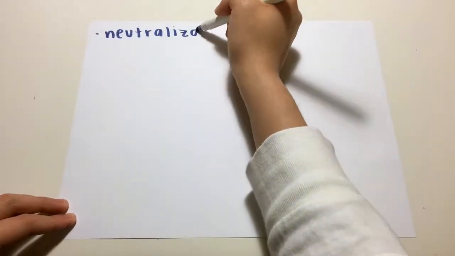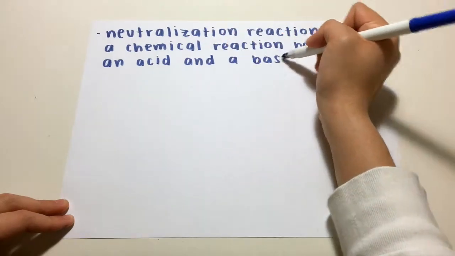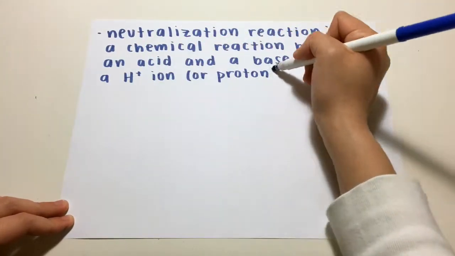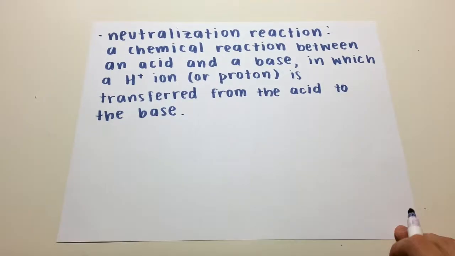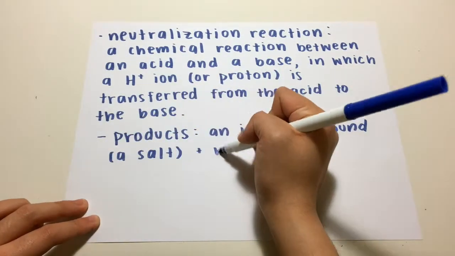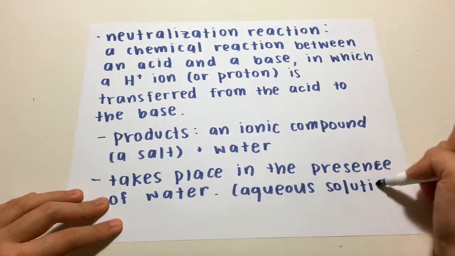A neutralization reaction is a chemical reaction between an acid and a base in which a hydrogen ion or a proton is transferred from the acid to the base, allowing them to neutralize each other. This produces an ionic salt and water. An important note is that these reactions take place in the presence of water.